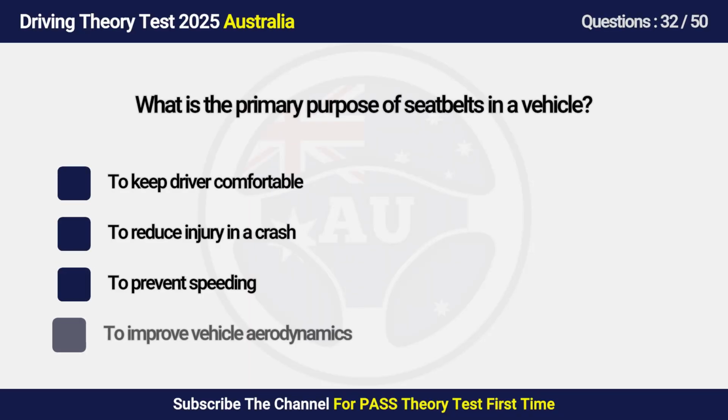Question 32. What is the primary purpose of seat belts in a vehicle? A, to keep the driver comfortable, B, to reduce injury in a crash, C, to prevent speeding, D, to improve vehicle aerodynamics.